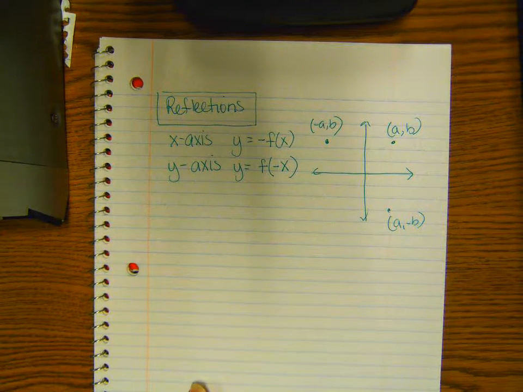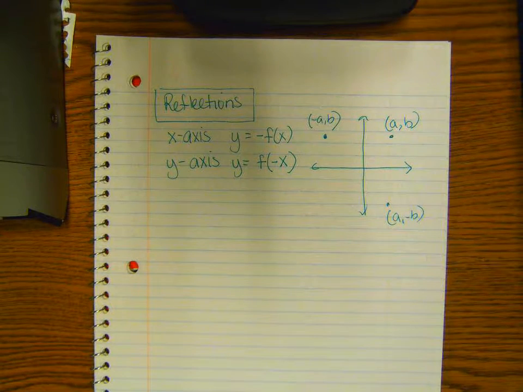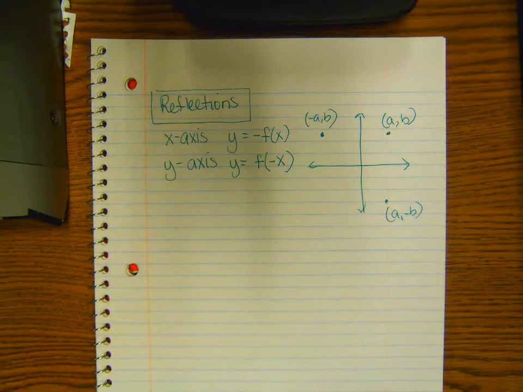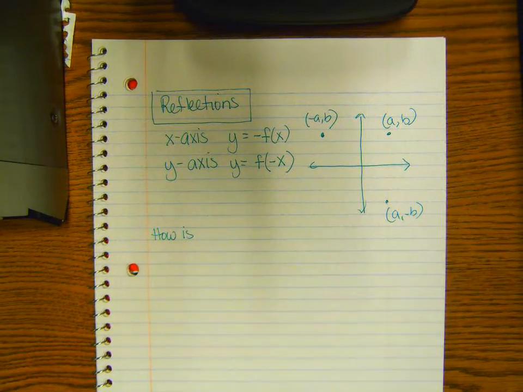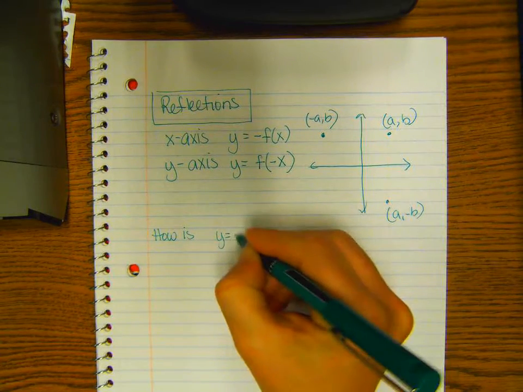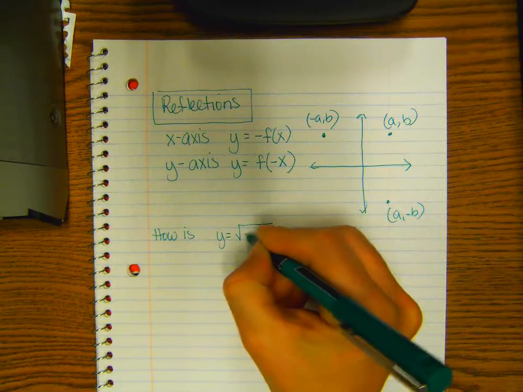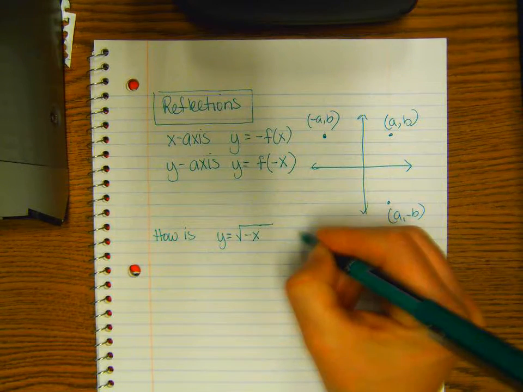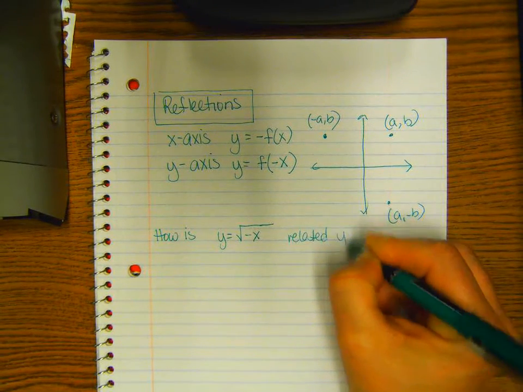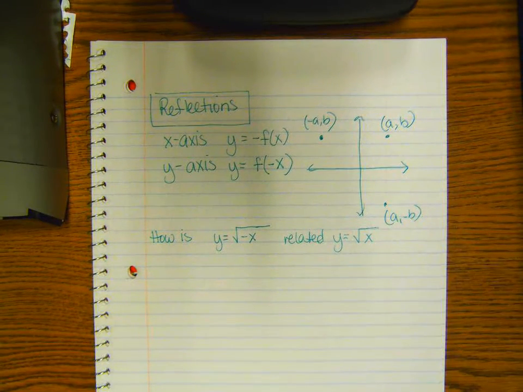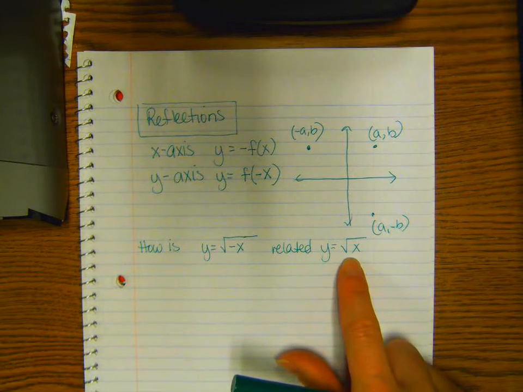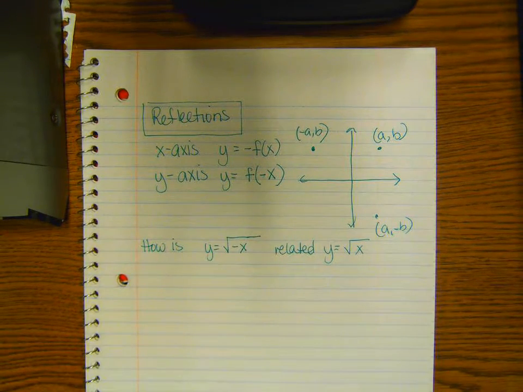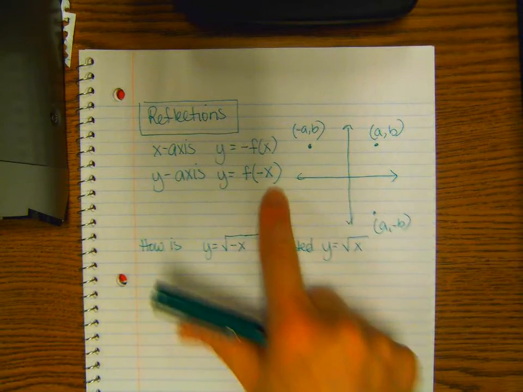Okay, so my question is this. How is y equals the square root of negative x related to this then? This is a basic function. How is that related to that if what I told you was true? It should be a reflection over the y-axis because I actually went in and replaced x with negative x.